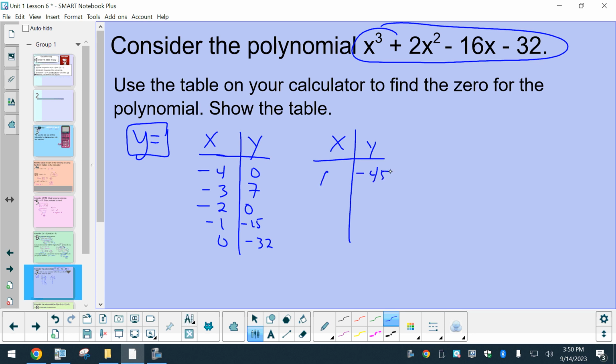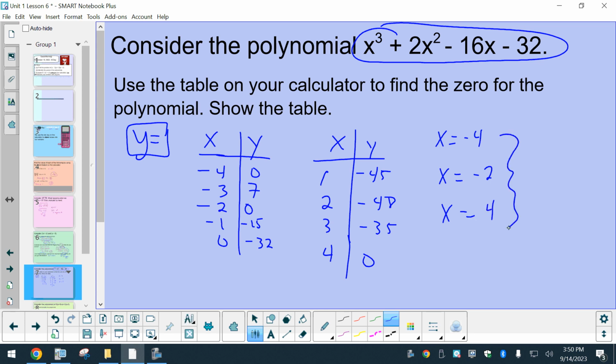1, 2 is -48. 3 is -35, and 4 is 0. So you have quite a few that could be 0. So you would have x equals -4, x equals -2, x equals 4. All 3 of these are zeros because they produce a 0 in the y column.